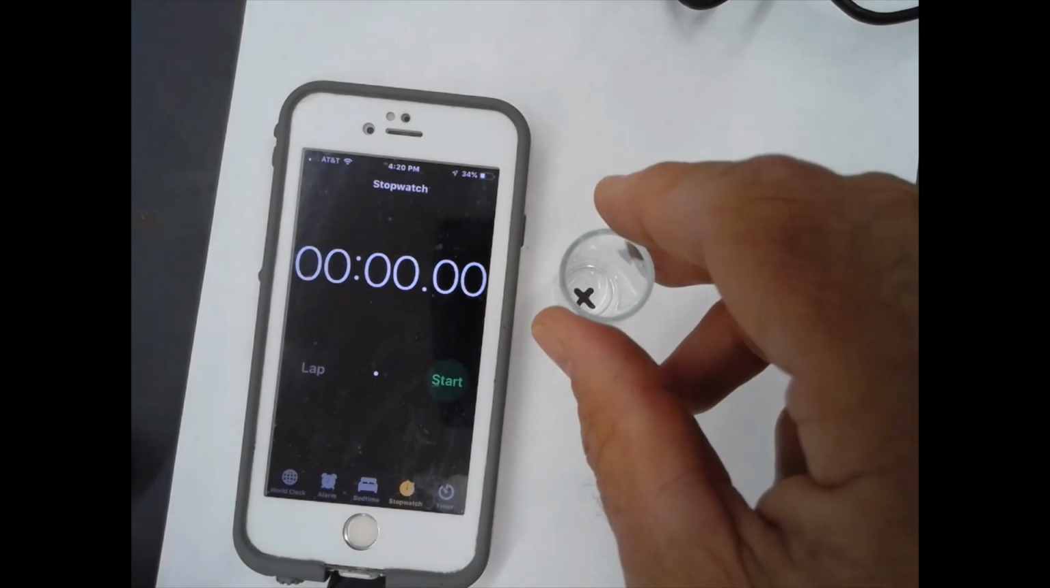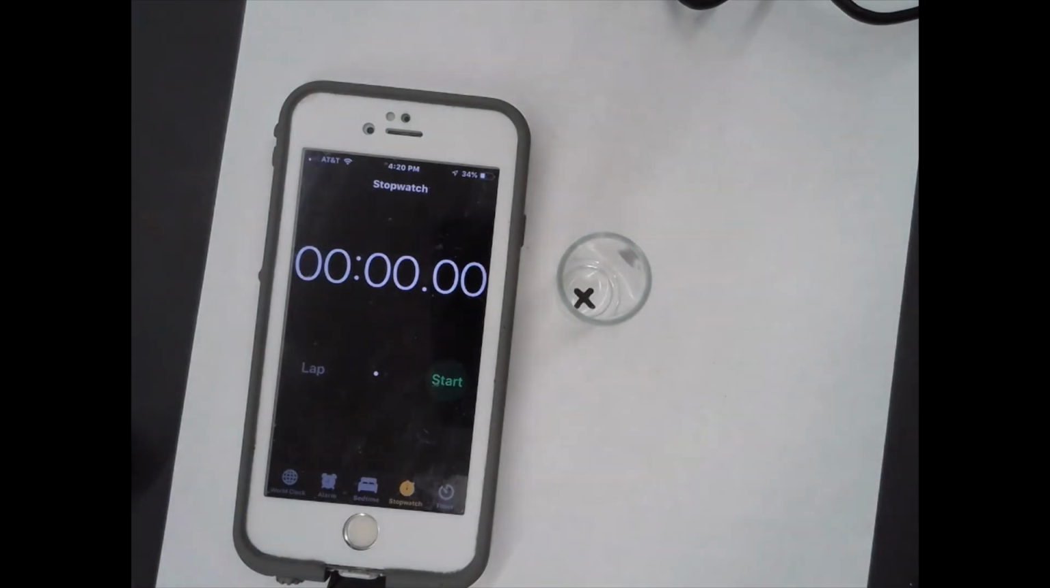Trial 3, 10 drops of sodium thiosulfate, 20 drops of water in the vessel now. I'll start the timer when I add the first drop of hydrochloric acid.